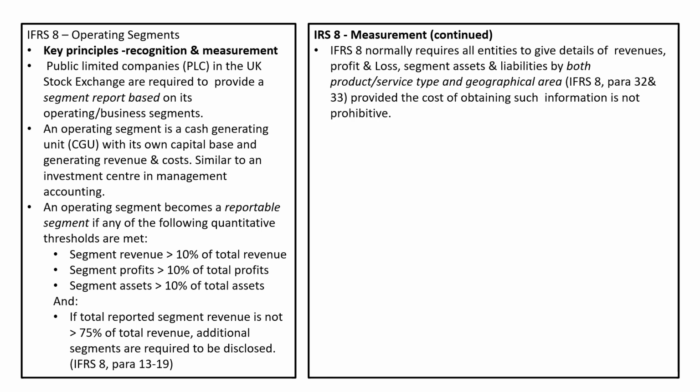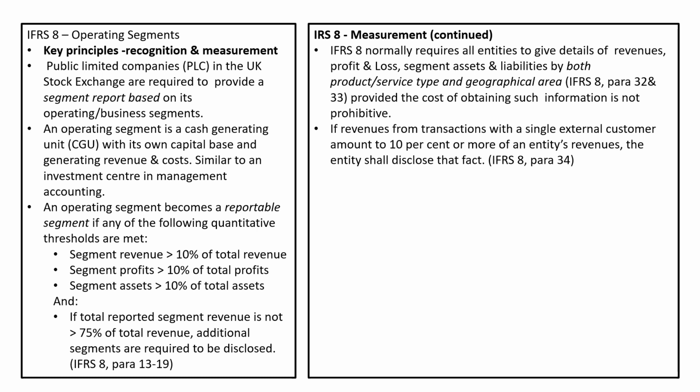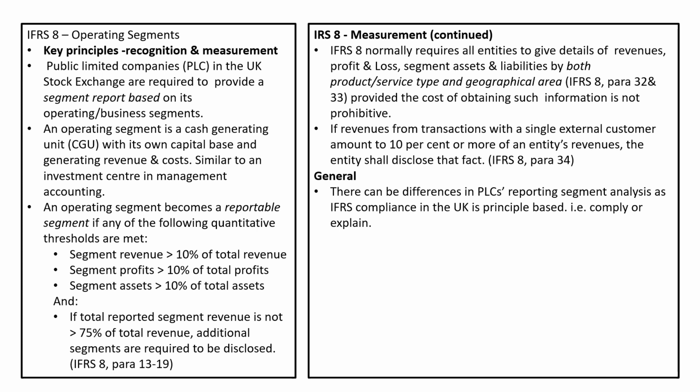Continuing with measurement, IFRS 8 normally requires all entities to give details of revenue, profit and loss, segment assets and liabilities, both by product type/service type and geographical area, provided the cost of obtaining such information is not prohibitive. If revenue from transactions with a single external customer amounts to 10% or more of an entity's revenue, that entity shall disclose that fact.